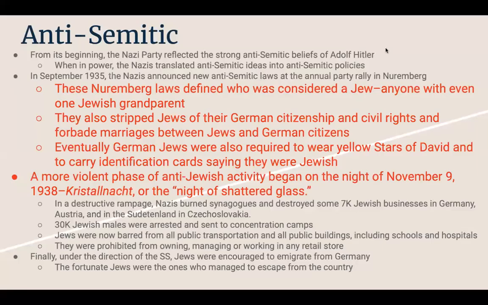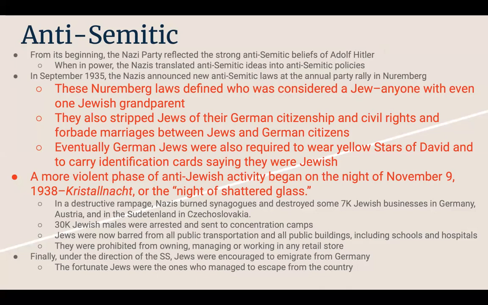Anyone who had a Jewish grandparent, remember Judaism is a religion, but they think Judaism also defines who you are ethnically. So they also stripped Jews of their German citizenship. Civil rights laws forbade marriages between Jews and German citizens. Eventually, German Jews were also required to wear yellow Stars of David and to carry identification cards saying that they were Jewish.